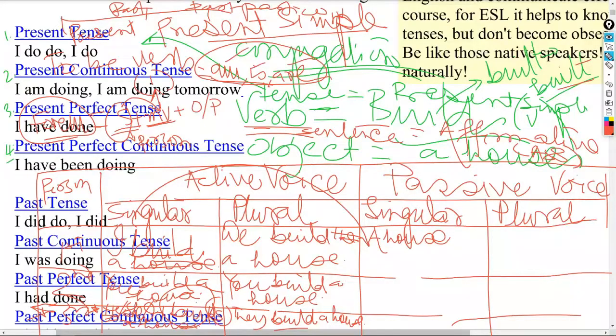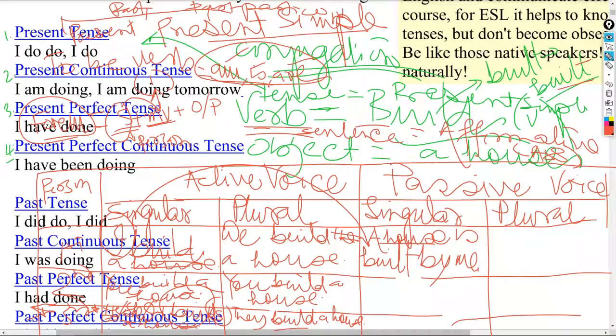So a house is third person and singular, therefore what will come? Is will come. A house is. And after that, the third form of the verb will be built, B-U-I-L-T. Built by. Then you see the subject here was I, therefore it will be the object form of I, which is me. A house is built by me.